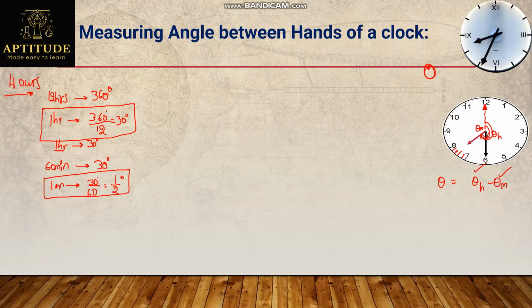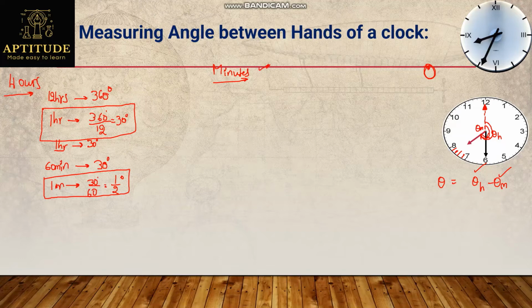Now, coming to the minutes hand, we need to consider it also. That is, I need to find out theta m also. How to check it here? Very clearly I can see it is exactly rotated 30 minutes. But I cannot consider this half degree in the minutes hand.